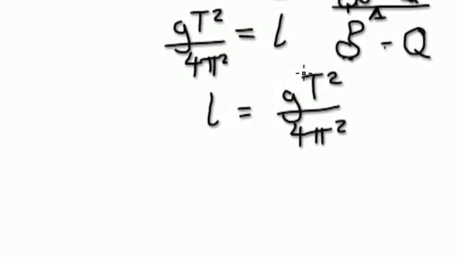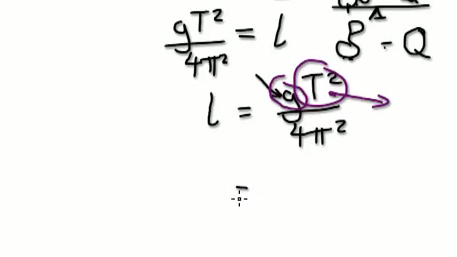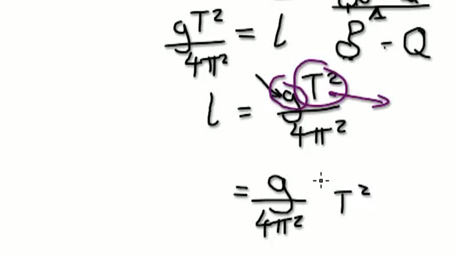Okay, so here, because we are varying t, we don't really care about g, we don't really care about the number 4, and we don't really care about the number pi. So basically you've got this bubble times this bubble. Let's take t squared out. So it's g over 4 pi squared times t squared.